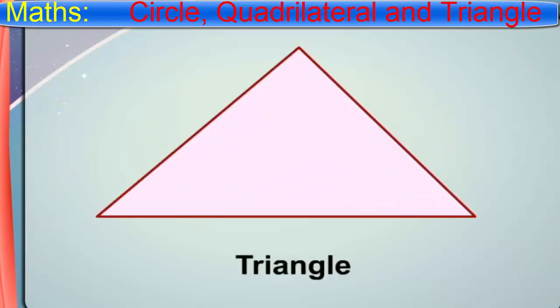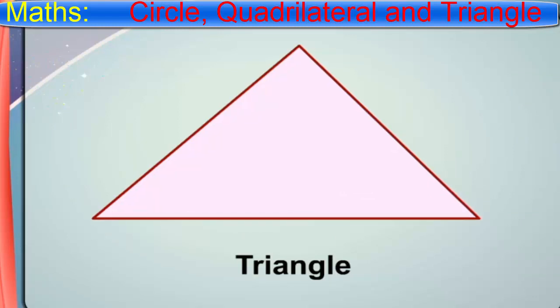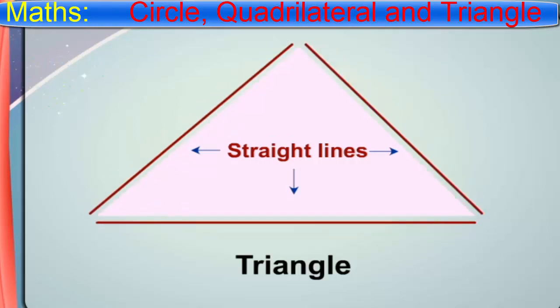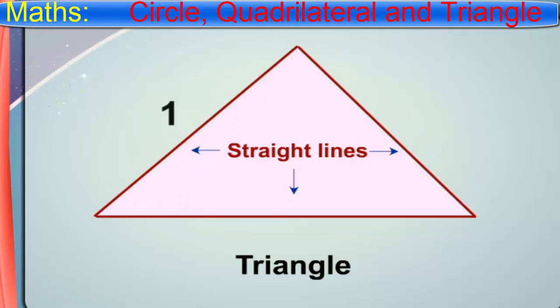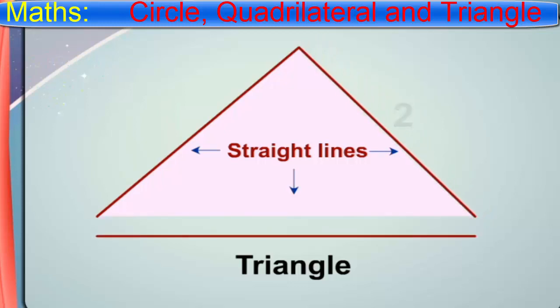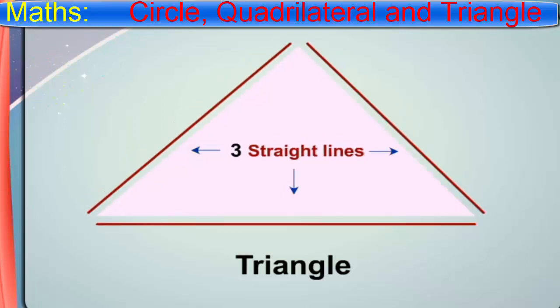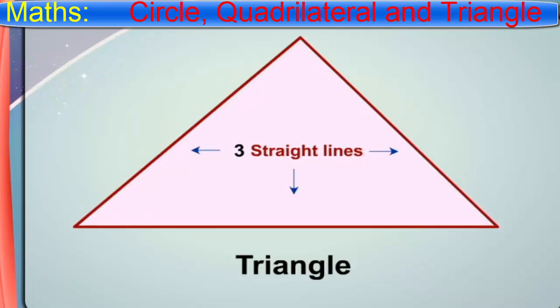Students, what else can you see in the triangle? Here are straight lines too. Yes, there are straight lines in the triangle. Can you tell me how many straight lines there are? 1, 2, 3. There are 3 straight lines in the triangle. Yes, there are 3 straight lines in the triangle.